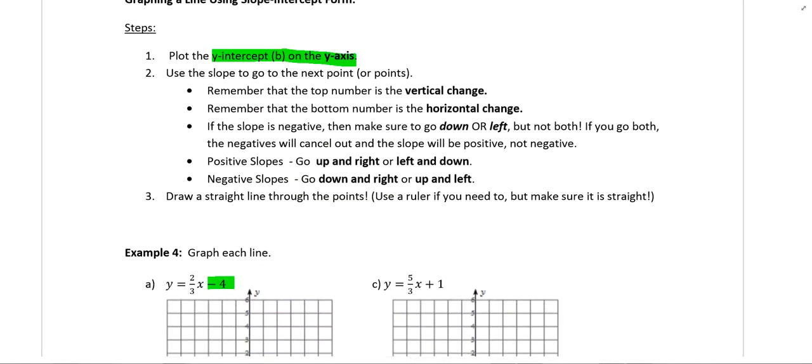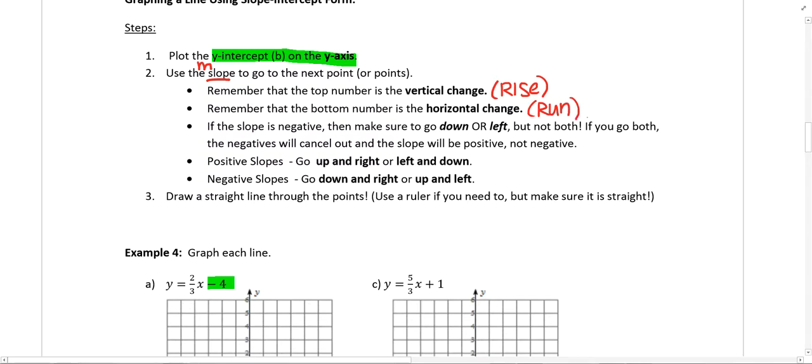Next, use the slope, the m, to go to the next point, or you can do this multiple times and get many points. Remember that the top number is your vertical change, which is the rise. The bottom number is the horizontal change, which is the run.